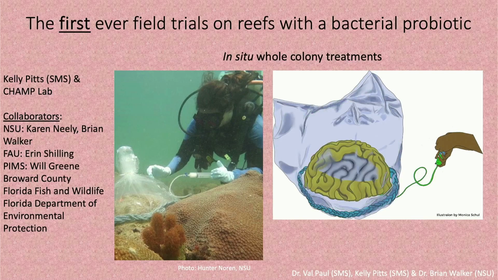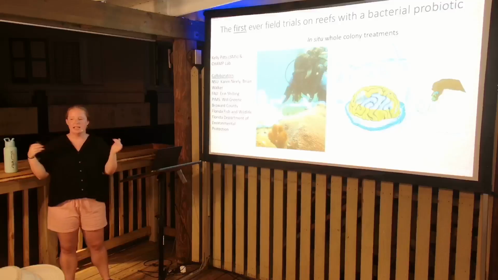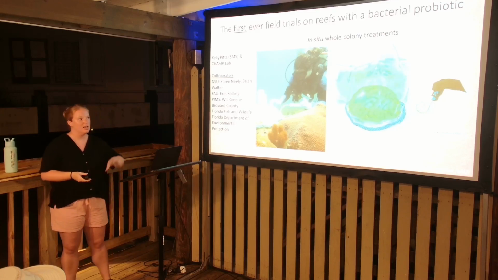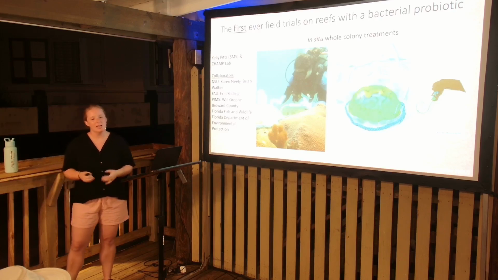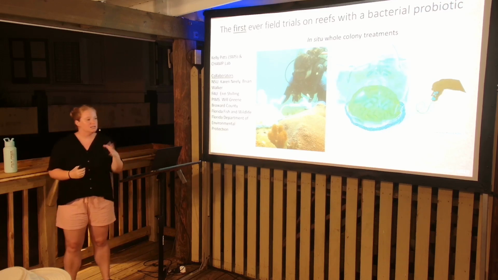This method is showing a colony treatment method. Basically, we have a weighted rope and a plastic bag, and we pump the plastic bag full of this beneficial bacteria, and then we leave the bag on the coral for about 2 hours, and that allows the bacteria to be integrated into the coral microbiome. So this is a whole colony treatment, especially if you have a really big colony that you want to protect all of its tissue. This is a really great method.